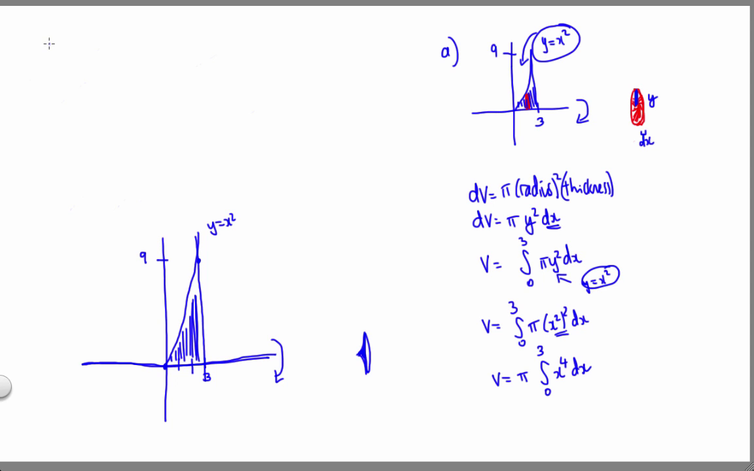Now we're ready to do our integration. V will be pi times the integral of x to the 4th, which is going to be x to the 5th over 5, and that'll get evaluated at 3 and then at 0. So V is equal to pi times 3 to the 5th over 5 minus 0. So you could say V is equal to 3 to the 5th pi over 5, or if you prefer to write that as a decimal, because it is exact as a decimal, you could say 48.6 pi.